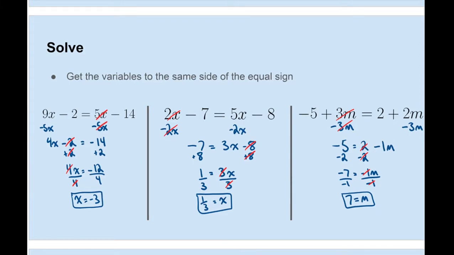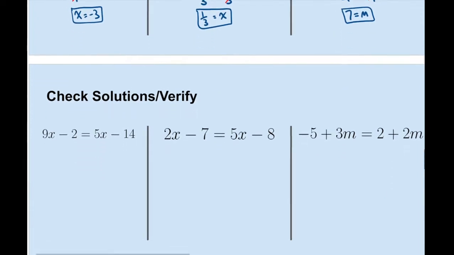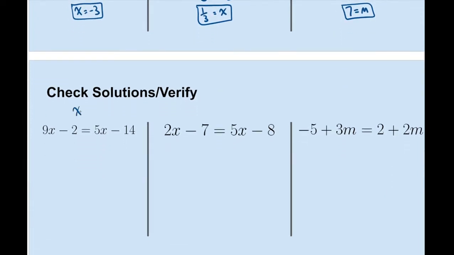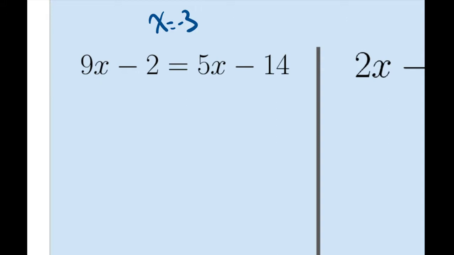So again, the main thing is getting the variables to one side. Now if we want to check our solutions, again the same thing applies. Let me just rewrite our answers. x equals negative 3, 1/3 equals x, 7 equals m. So again, the same idea applies if we want to check our solutions. We can plug the value in for x and check if our left side equals our right side. So I'm just going to break the two parts apart, left side of my equation, or of the equal sign, right side. And instead of x, I'm going to put negative 3. So 9 times negative 3 minus 2.